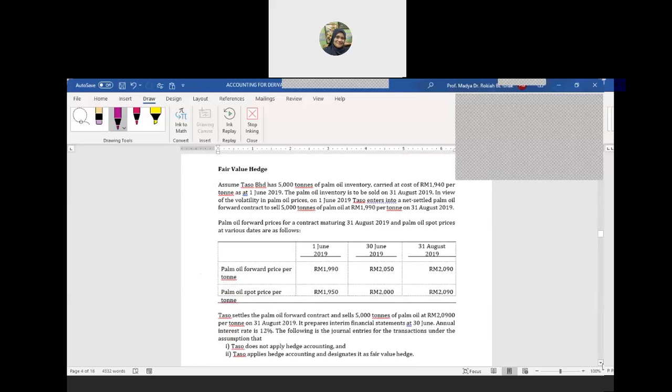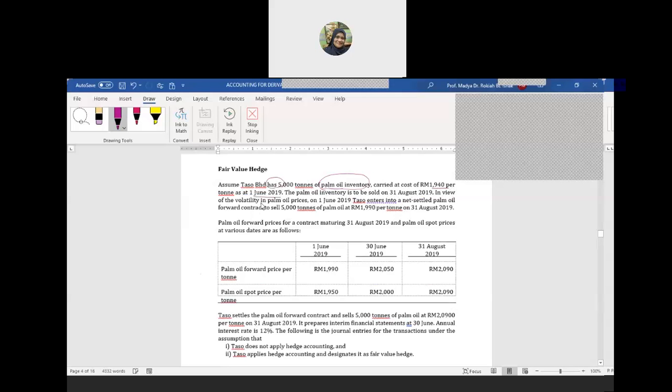Okay, Tasso has 5,000 tons of palm oil inventory. Okay, they have these inventories, these items here. You have that inventory, you have the assets, carried at a cost of 1940, at 1st of June 2019. The palm oil inventory is to be sold on 31st August 2019.